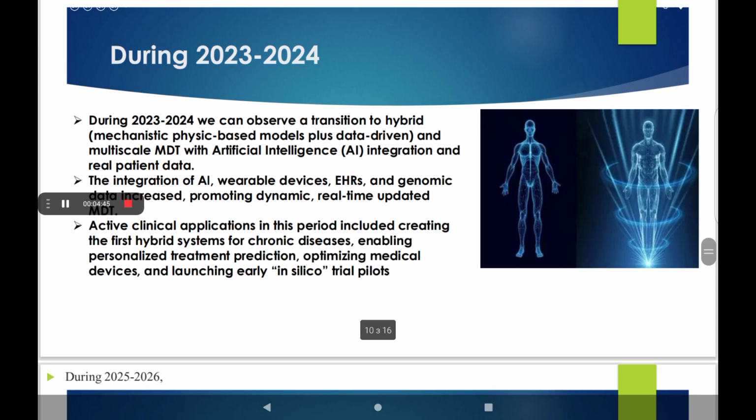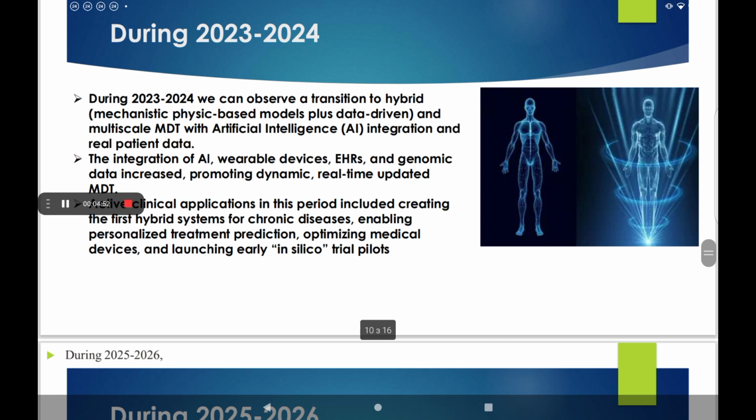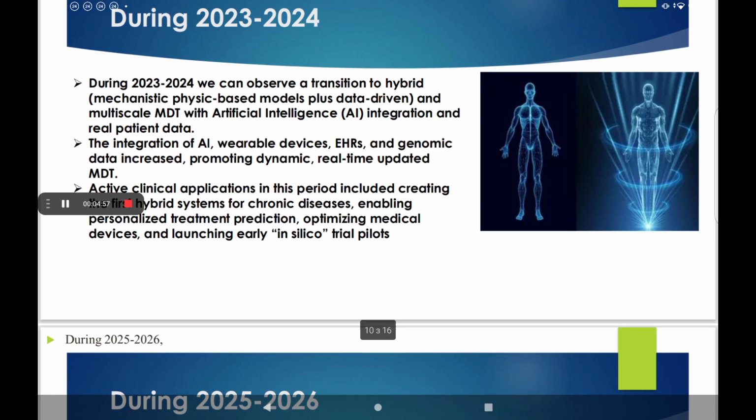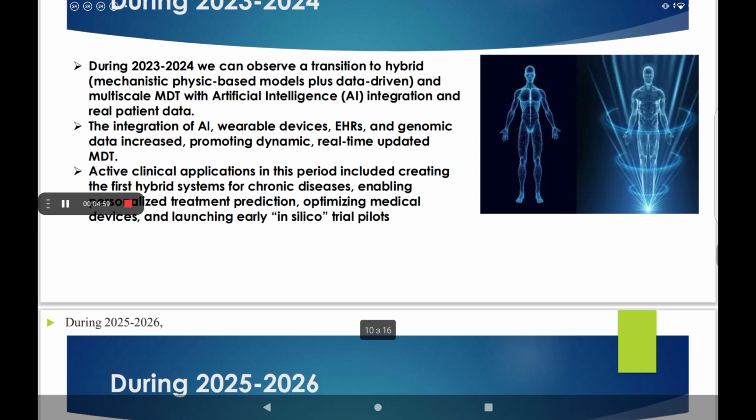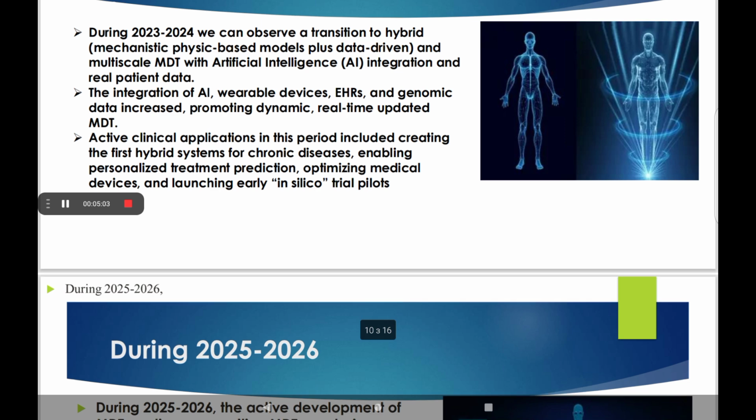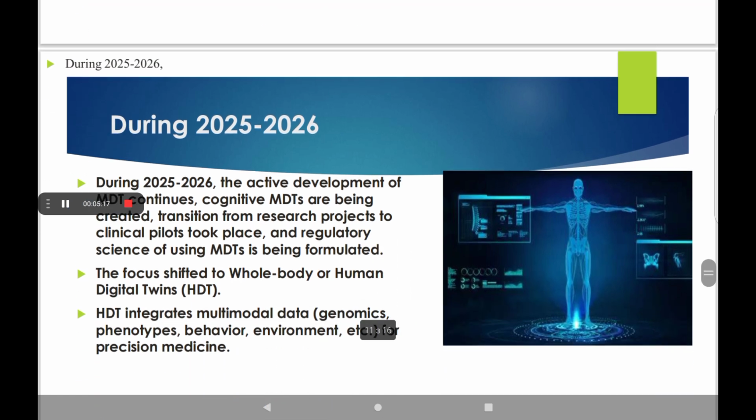The integration of artificial intelligence, wearable devices, patient records, and genomic data increased, promoting dynamic, real-time updated medical digital twins. Active clinical application in this period included creating fast hybrid systems for chronic diseases, enabling personalized treatment prediction, optimizing medical devices, and launching early in silico trial pilots.